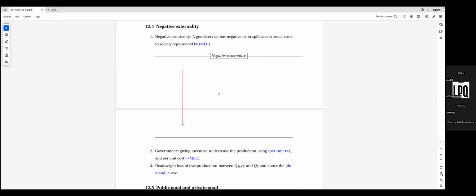So just like what we did before, the first step is to build a market where there is no governmental intervention in place. We label this one supply, and this one demand.